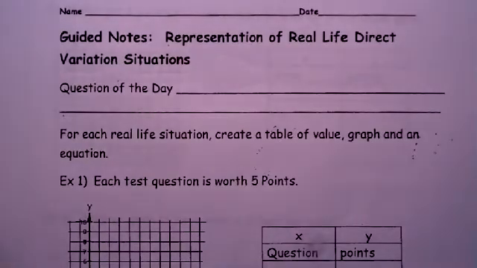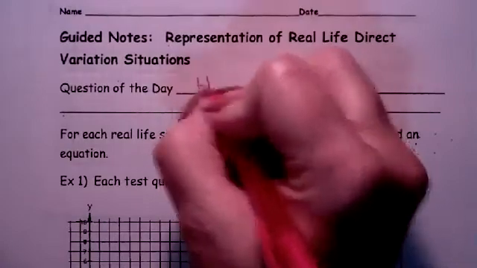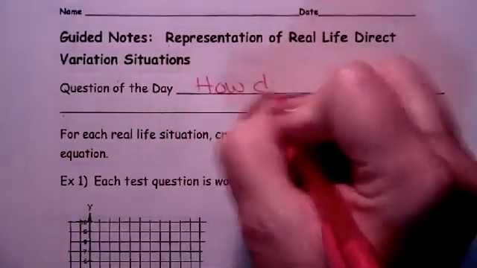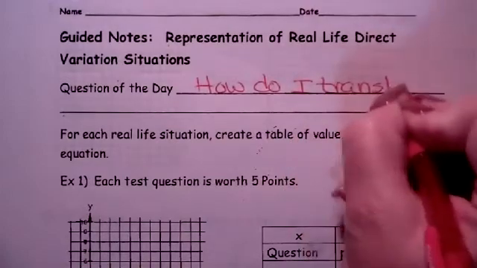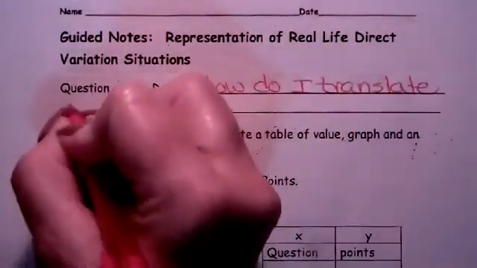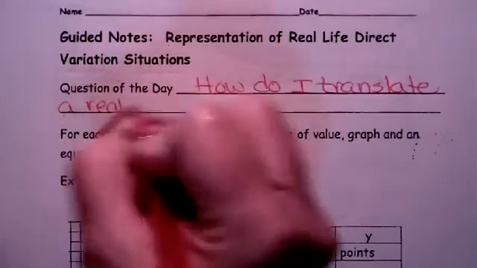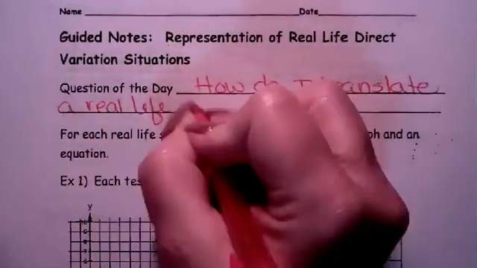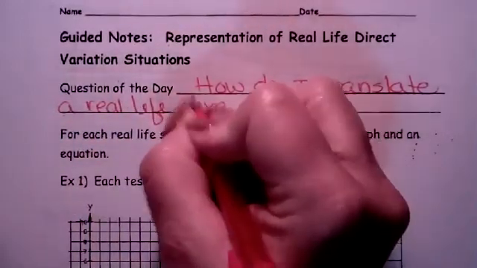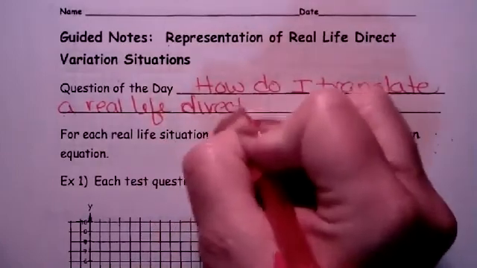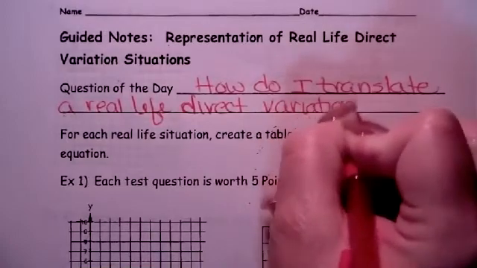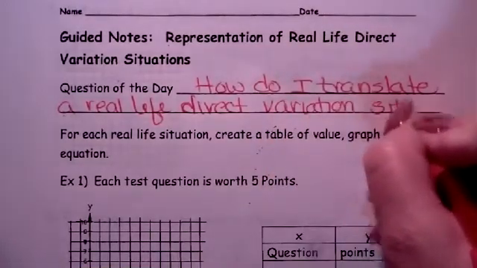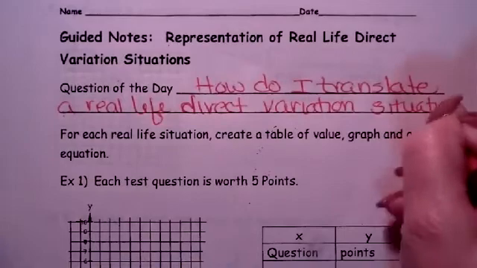Okay. Our question of the day is going to be, how do I translate a real-life direct variation, make it look like a D, situation?